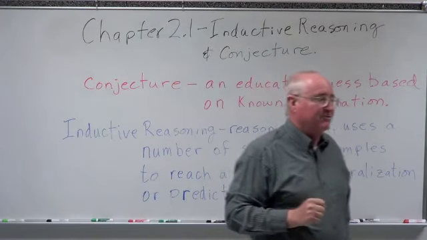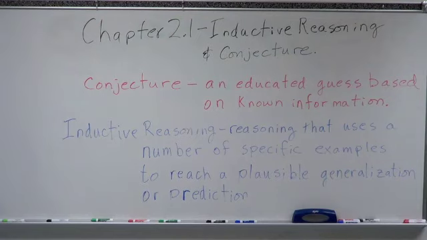We have some definitions we need to go over. I've written them up here. Stand back and read them. Conjecture is an educated guess based on known information. Something we know, based upon a series of known information. Then we guess about what may happen in the future or what the next item or event will be.